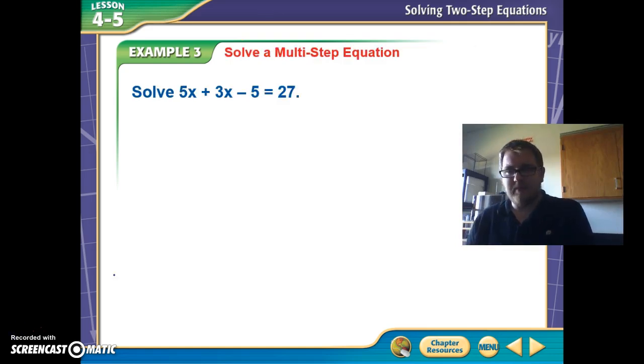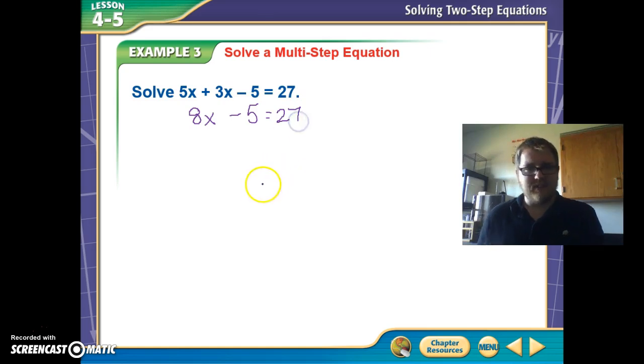And now we're going to look at a multi-step equation to solve. Notice we've got two like terms here, 5x and 3x, that we're going to need to combine in order to simplify this. So let's take 5x plus 3x, remember, that gives me a total of 8 x's, minus 5 equals 27.